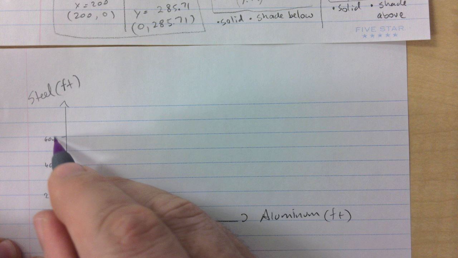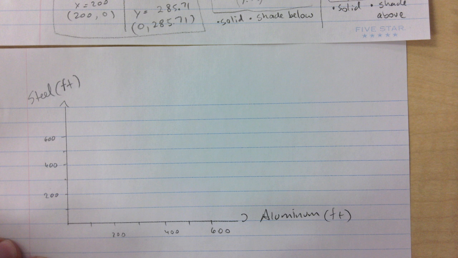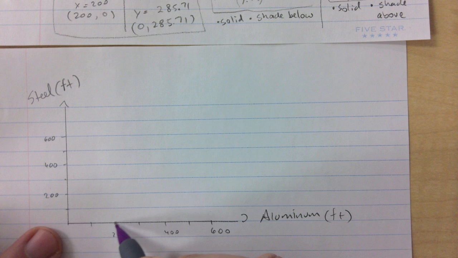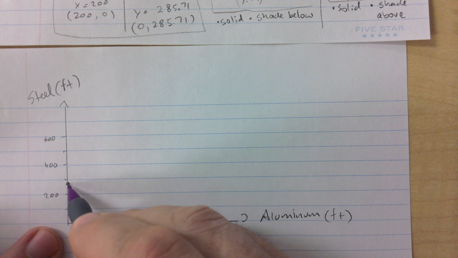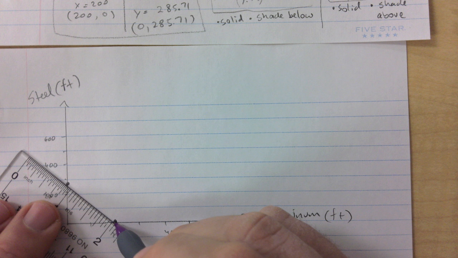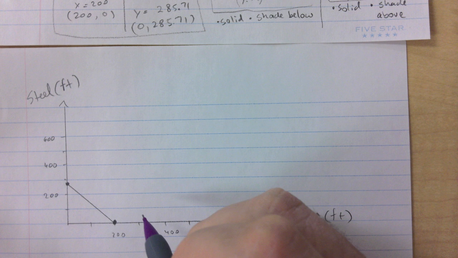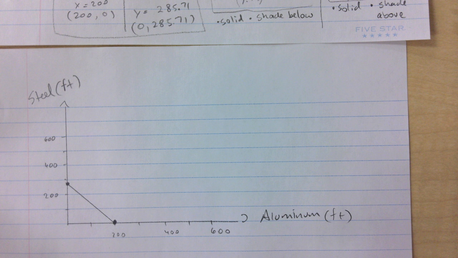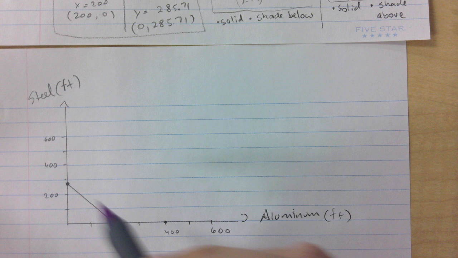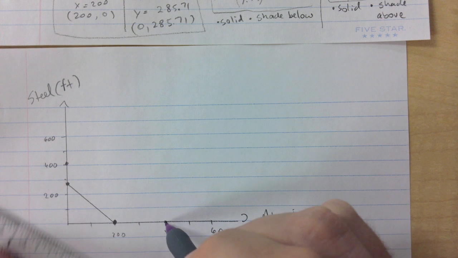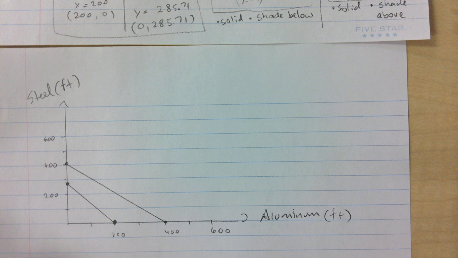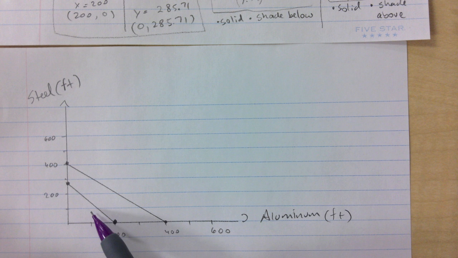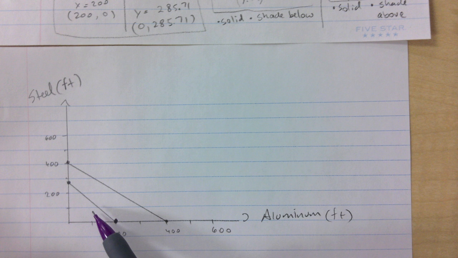And I'm graphing the first one, 200, 0, 0 to 285. And it's a solid line. I'm not going to label it yet. And then 400, 0, 0, 400. There it is. The first line, it says shade below. So I'm going to shade below.